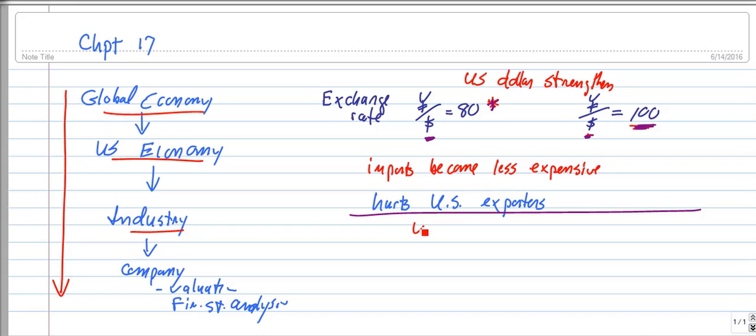What if the yen per dollar exchange rate had been 100 and now the yen per dollar exchange rate has changed to 80? Well, this is going to be a weakened U.S. dollar. We can tell that because we can see the dollar went from being worth 100 to now it's only worth 80. Guess what? Imports are going to become more expensive now, aren't they?